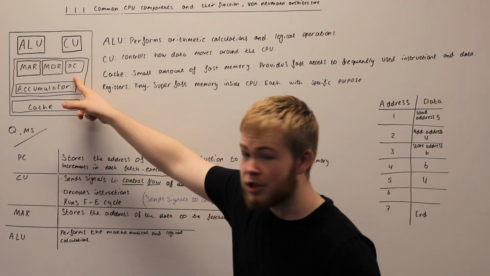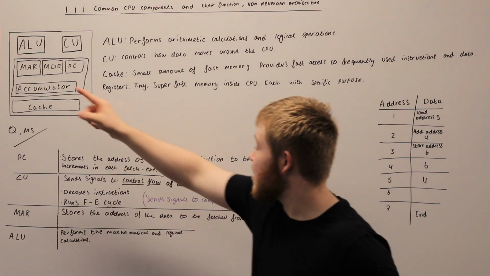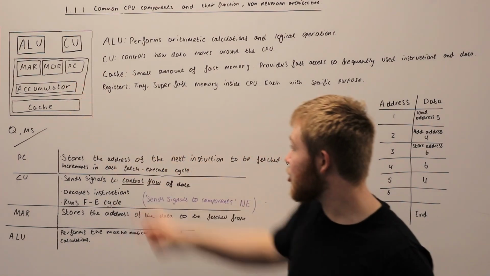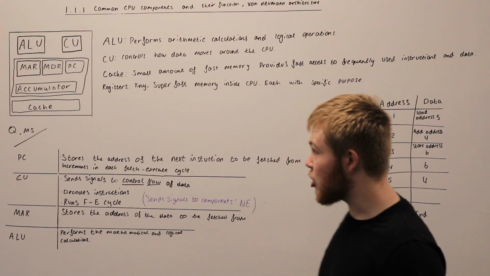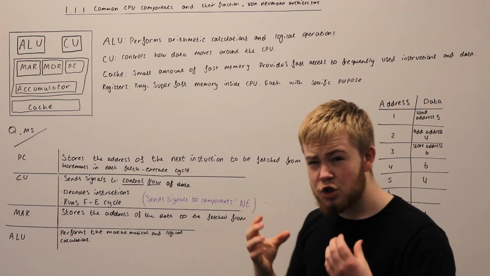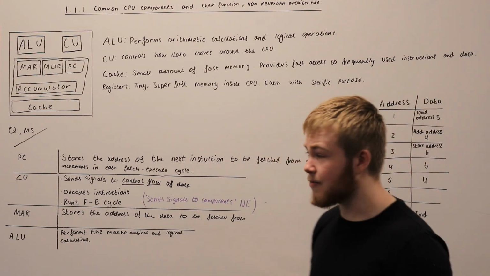Okay, now you have the registers. The registers you need to know for the GCSE are the MAR, memory address register, MDR, memory data register, PC, program counter, and the accumulator. The registers are like tiny, super fast memory inside the CPU, each with a specific purpose and function.